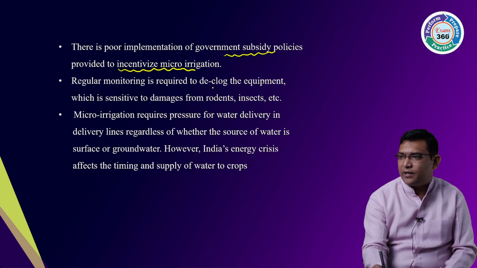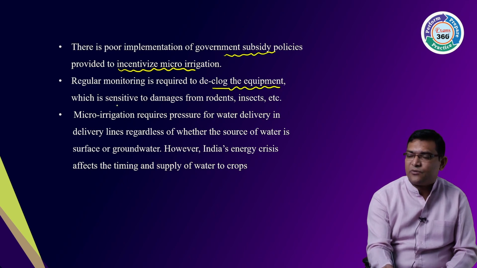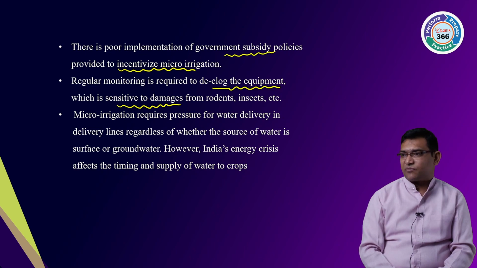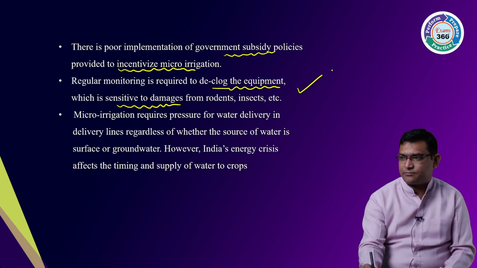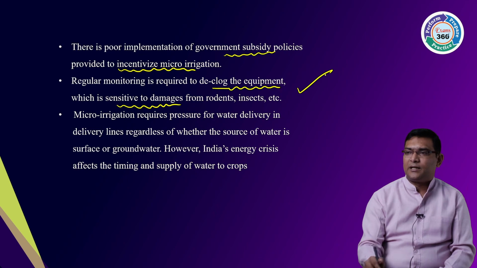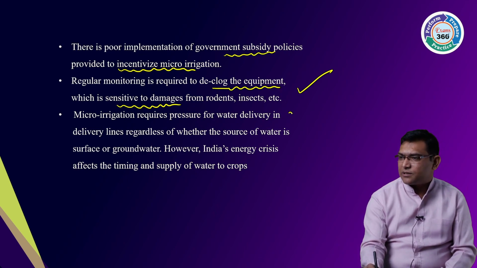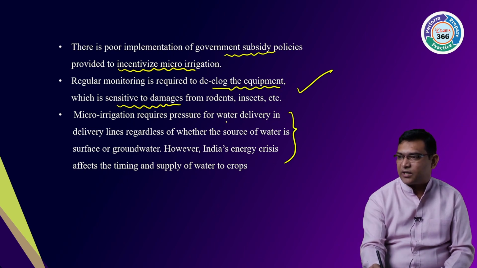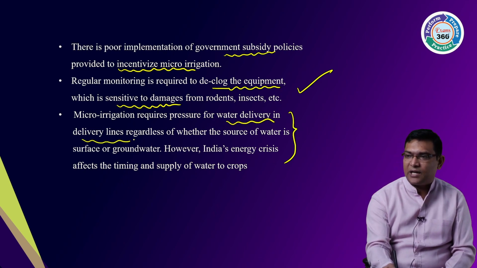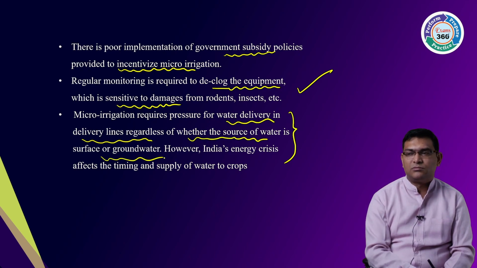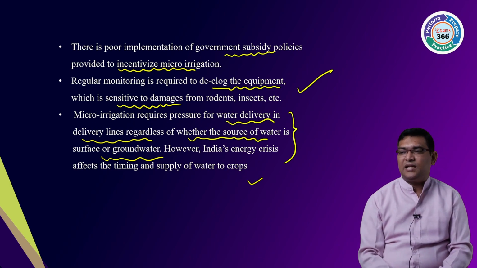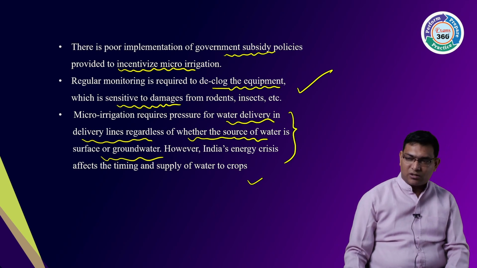Regular monitoring is required, to declog the equipment, which is sensitive to damage from rodents, insects, etc. Then also micro irrigation needs pressure. Micro irrigation requires pressure for water delivery in the delivery line regardless of whether the source of water is surface or ground. Hence India's energy crisis affects the timing and supply of water to the crops.